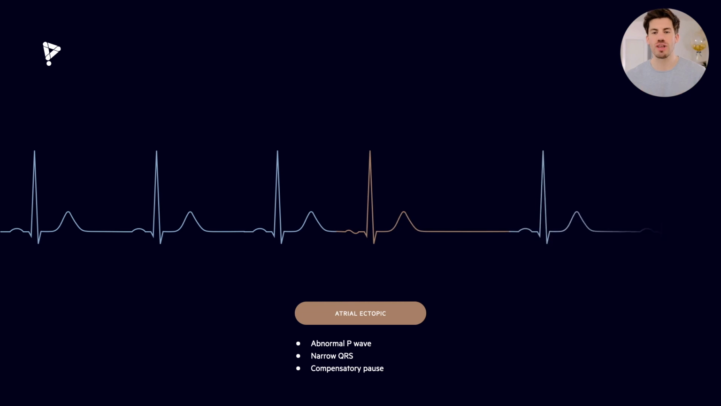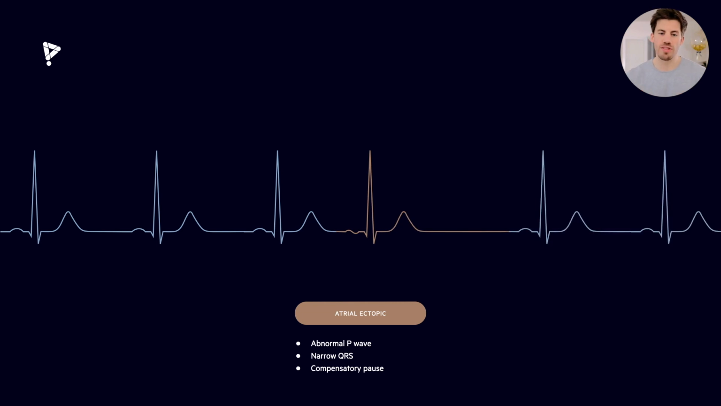So let's look at these. With an atrial ectopic, somewhere an extra beat occurring away from the sinoatrial node, we have 3 defining features. There's an abnormal P wave because it's not occurring within the sinoatrial node. There's a narrow QRS complex because despite it occurring somewhere else within the atria, it still then subsequently goes through the normal conduction system. And there's a compensatory pause due to the resetting.